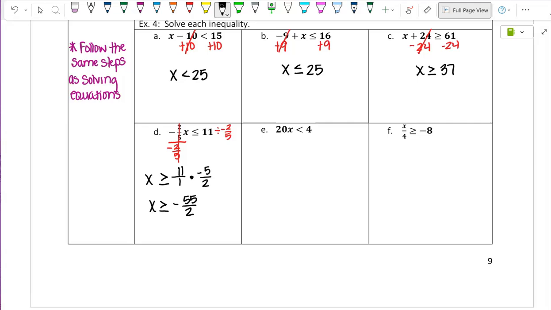And really, we can leave our answer as negative 55 halves. It can't be reduced. Yes, you could turn it into a mixed number, but you don't have to. We could just leave it like it is.